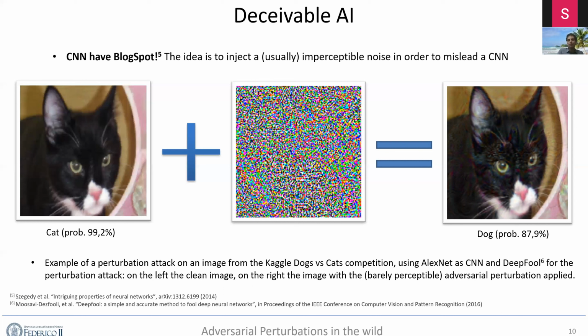What I showed you just now is called adversarial perturbation. The term refers to a set of algorithms intended to craft this noise. So there are several ways to craft this noise, and they are intended to mislead a target CNN.